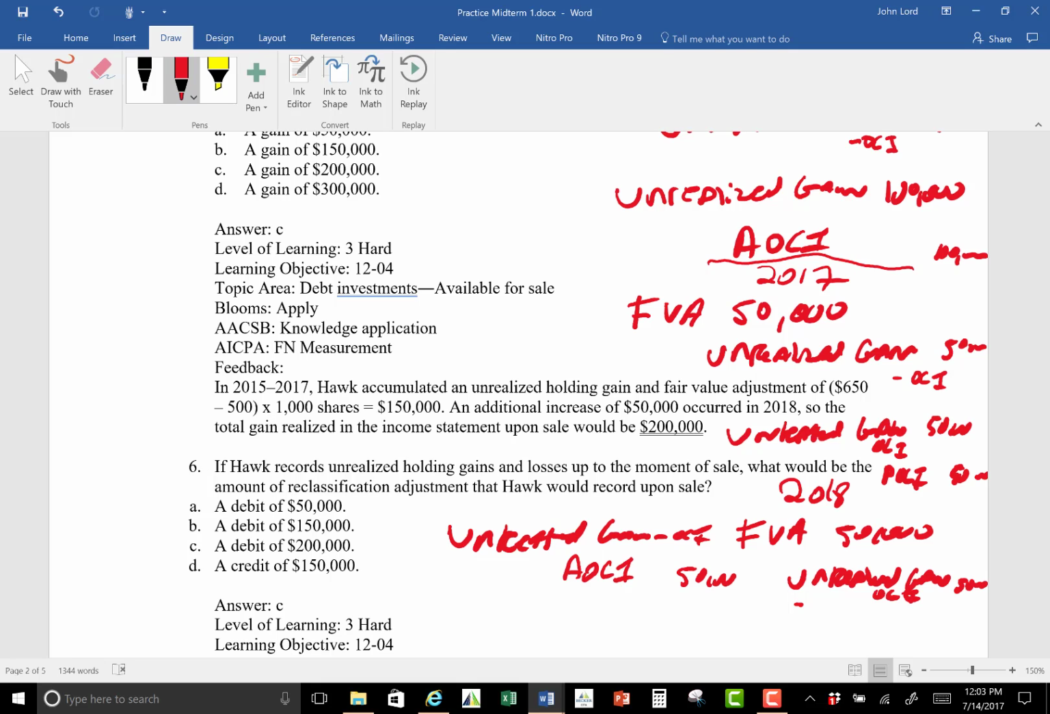If I'm selling it for 700,000, do I have cash at 700,000? Okay. I can now get rid of the security, so I'm going to credit the investment for 500,000, right? Because I'm selling the investment. And now I can credit what? Realized gain for 200,000. That's reported where? Income statement, isn't it?